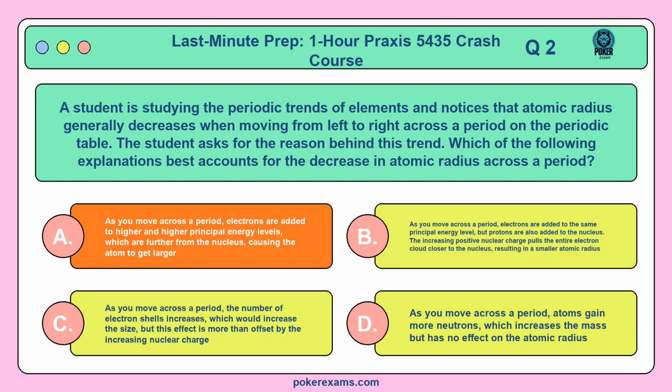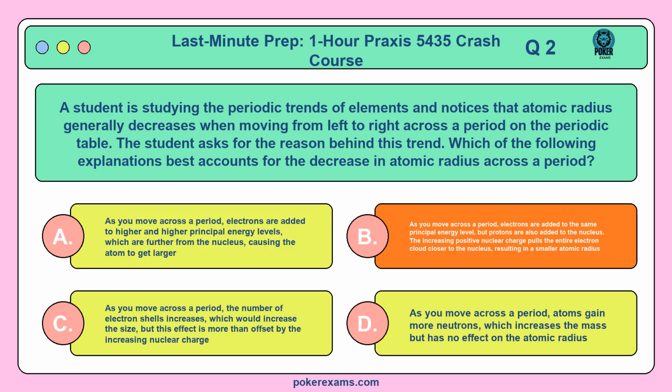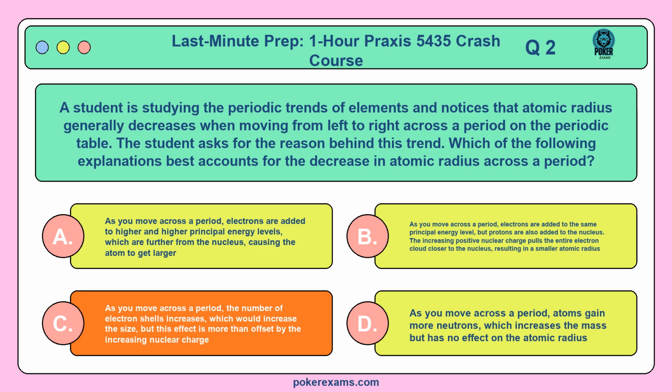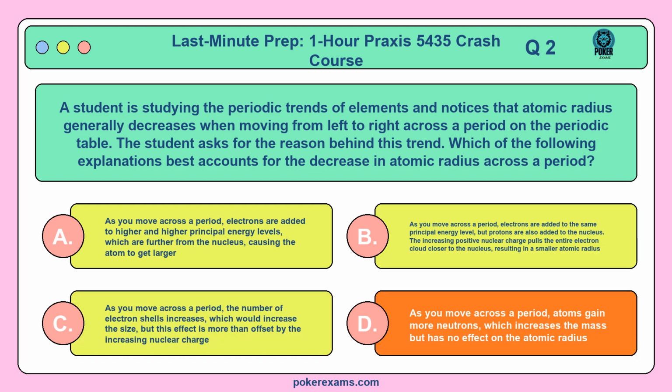Option A. As you move across a period, electrons are added to higher and higher principal energy levels, which are further from the nucleus, causing the atom to get larger. B. As you move across a period, electrons are added to the same principal energy level, but protons are also added to the nucleus. The increasing positive nuclear charge pulls the entire electron cloud closer to the nucleus, resulting in a smaller atomic radius. C. As you move across a period, the number of electron shells increases, which would increase the size, but this effect is more than offset by the increasing nuclear charge. Or D. As you move across a period, atoms gain more neutrons, which increases the mass but has no effect on the atomic radius.